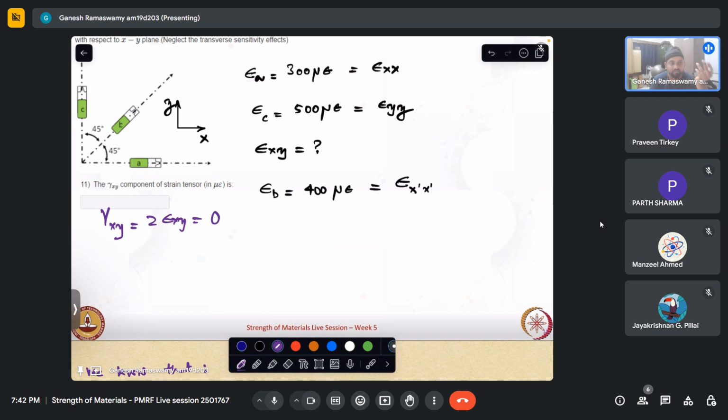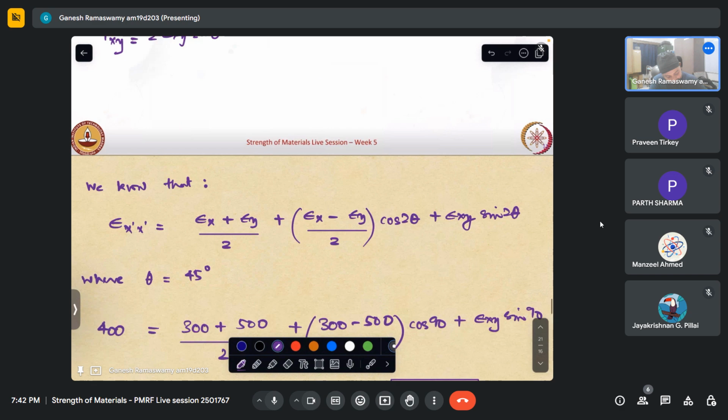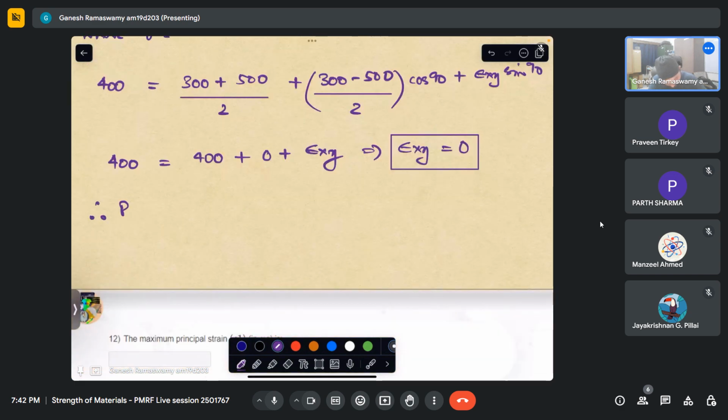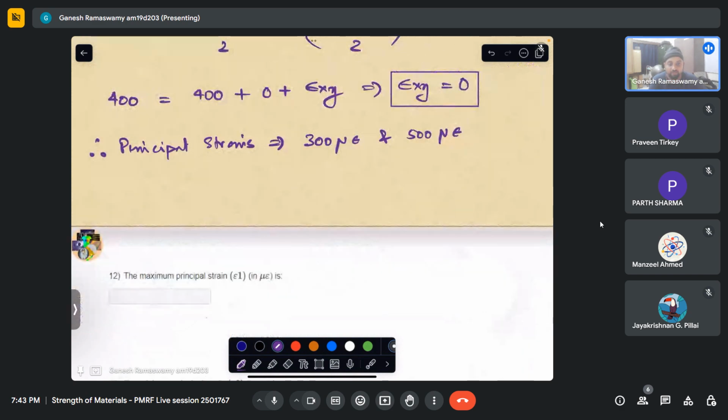So therefore, principal strains are epsilon A, which is 300 microstrain, and 500 microstrain. Now again, according to our naming, we will name the algebraically larger one as epsilon 1, and epsilon 2 is 300 microstrain. So this much we have done based on our analysis.